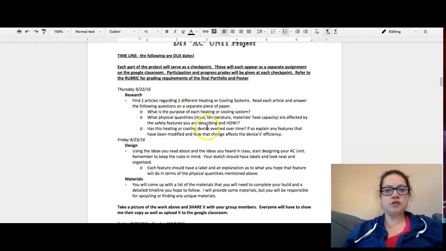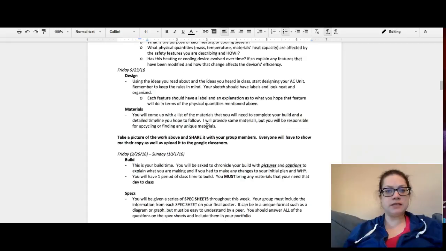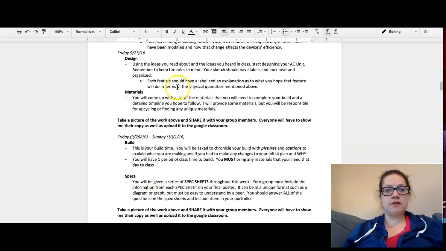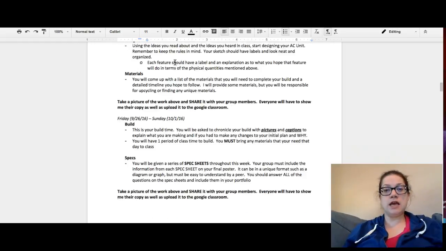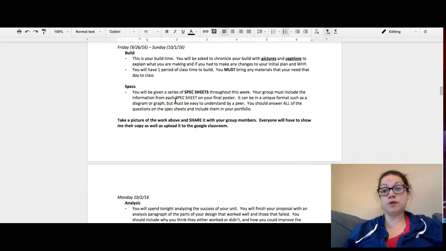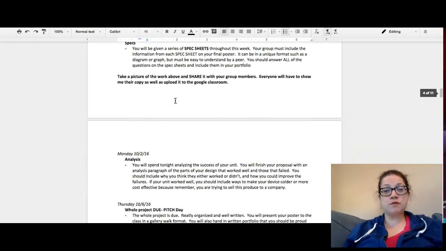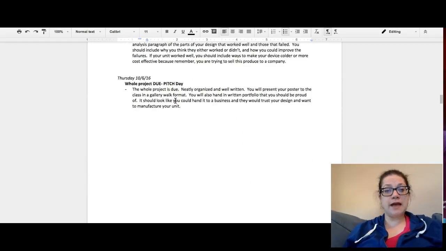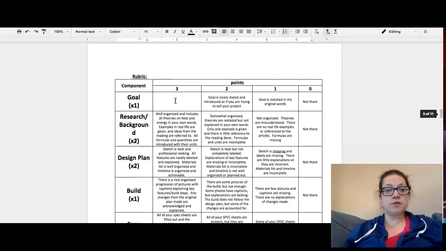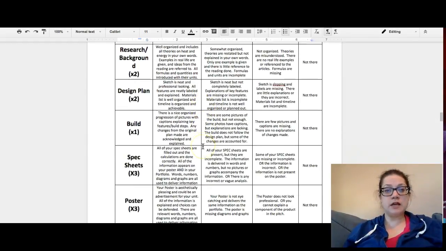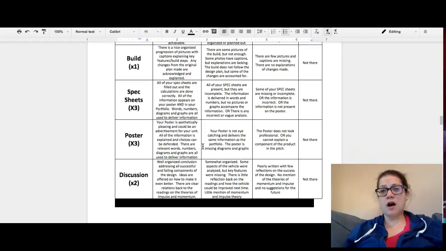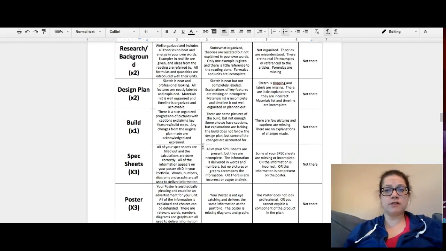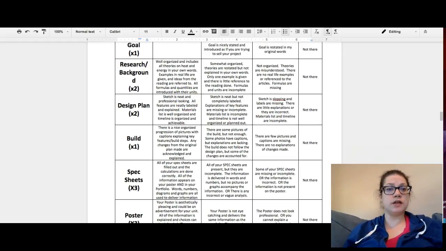So this research was very, very basic. And then they are creating a design. If you notice the dates, we're doing this right now. So on Friday we made the design, and then on Monday they're going to build their prototypes. So this full week is going to be about analysis of those prototypes. So here's the rubric I created. They all have this so that they can figure out exactly how they're going to be graded.